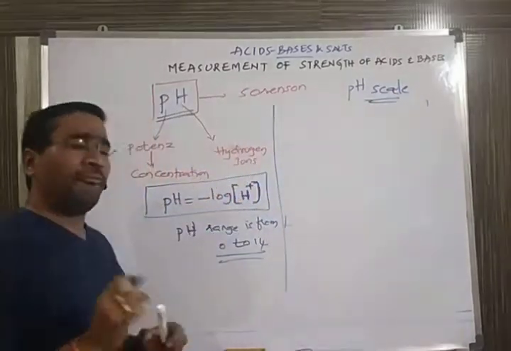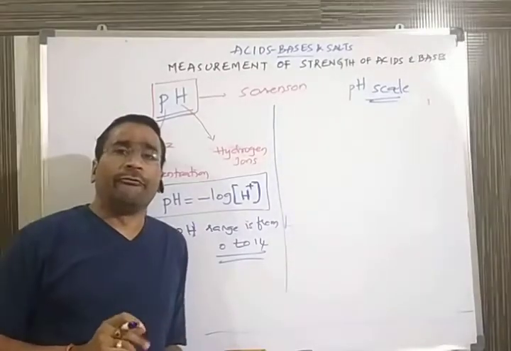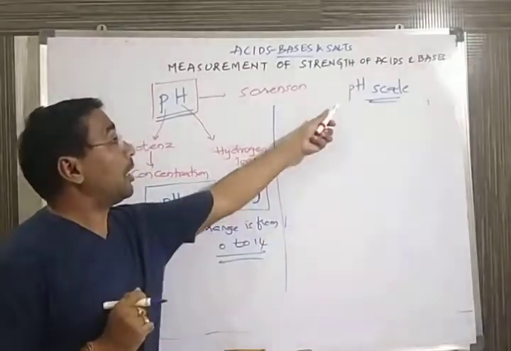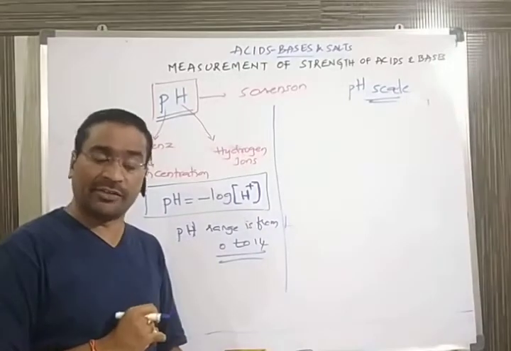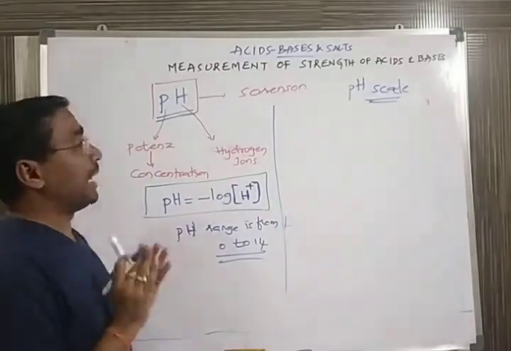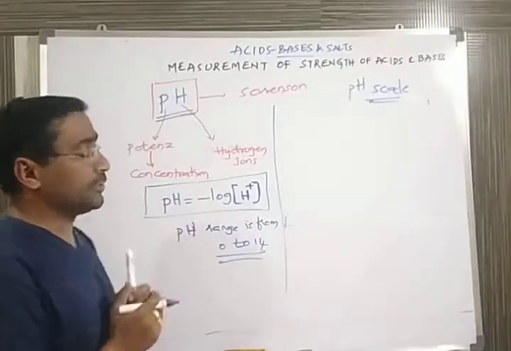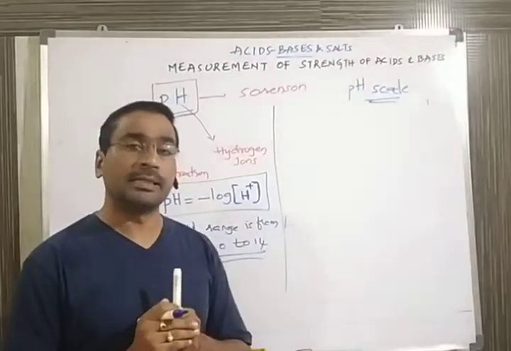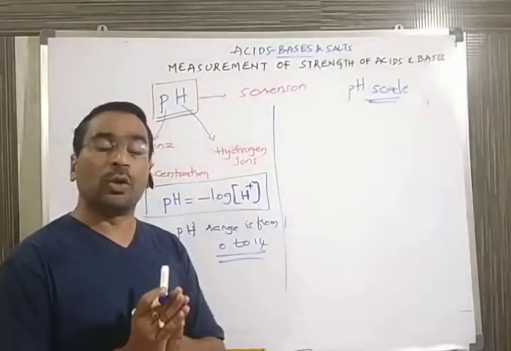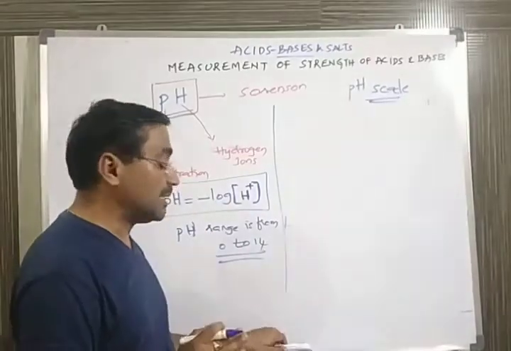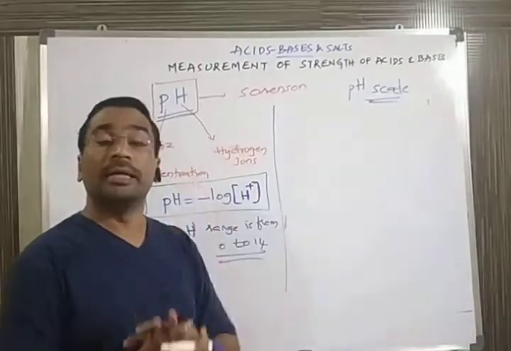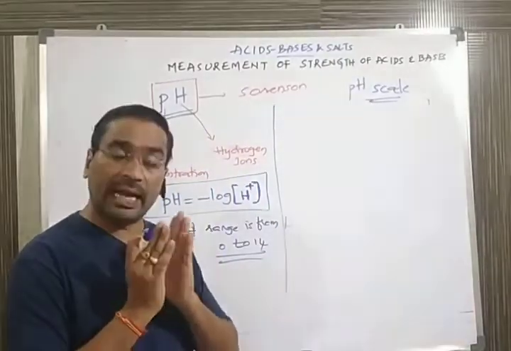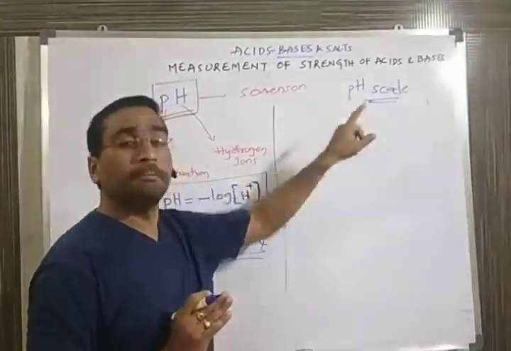First you have to get one clarity: why should we give priority to pH? Whenever we know the pH value of any substance, we are able to identify whether the substance is an acid, a base, or neutral. That clarity we can get based on the pH value.